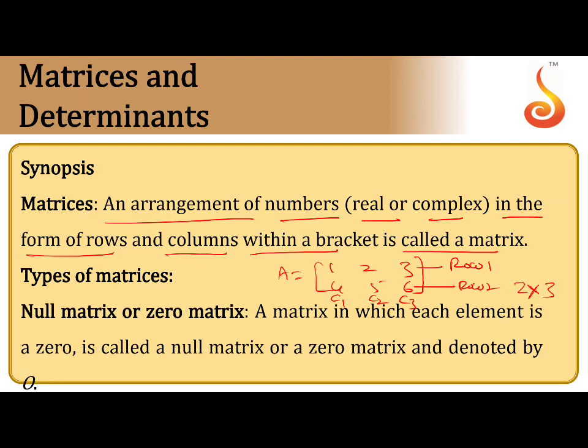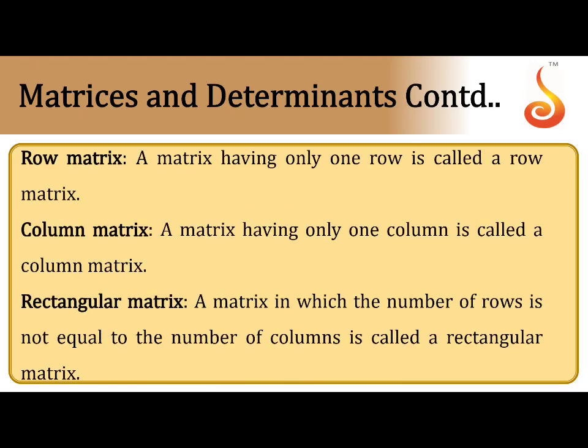Now I will go through all the definitions. Null matrix or zero matrix. A matrix in which each element is zero is called a null matrix or zero matrix and is denoted by O. So every element of the matrix is zero. For example, I will take a matrix with all elements 0. How many rows? 2 rows and 2 columns. This is a 2 by 2 null matrix, or you can simply write O2. I hope that is clear.